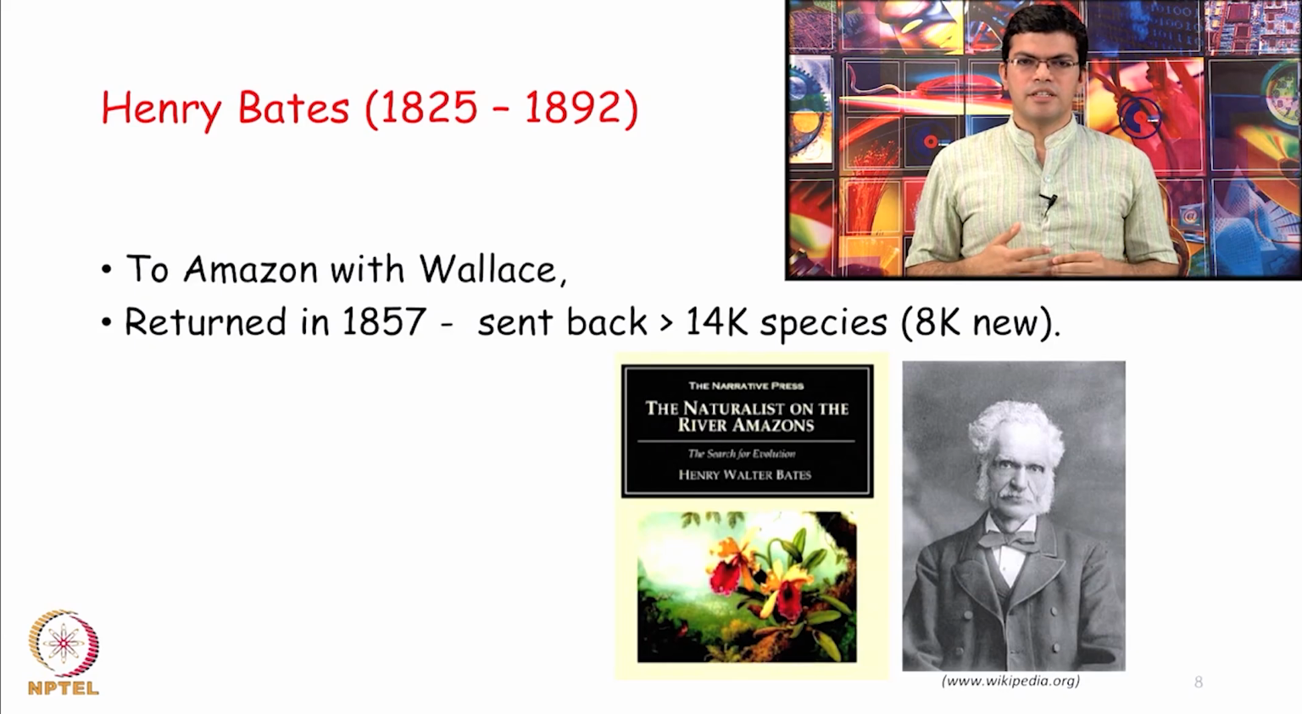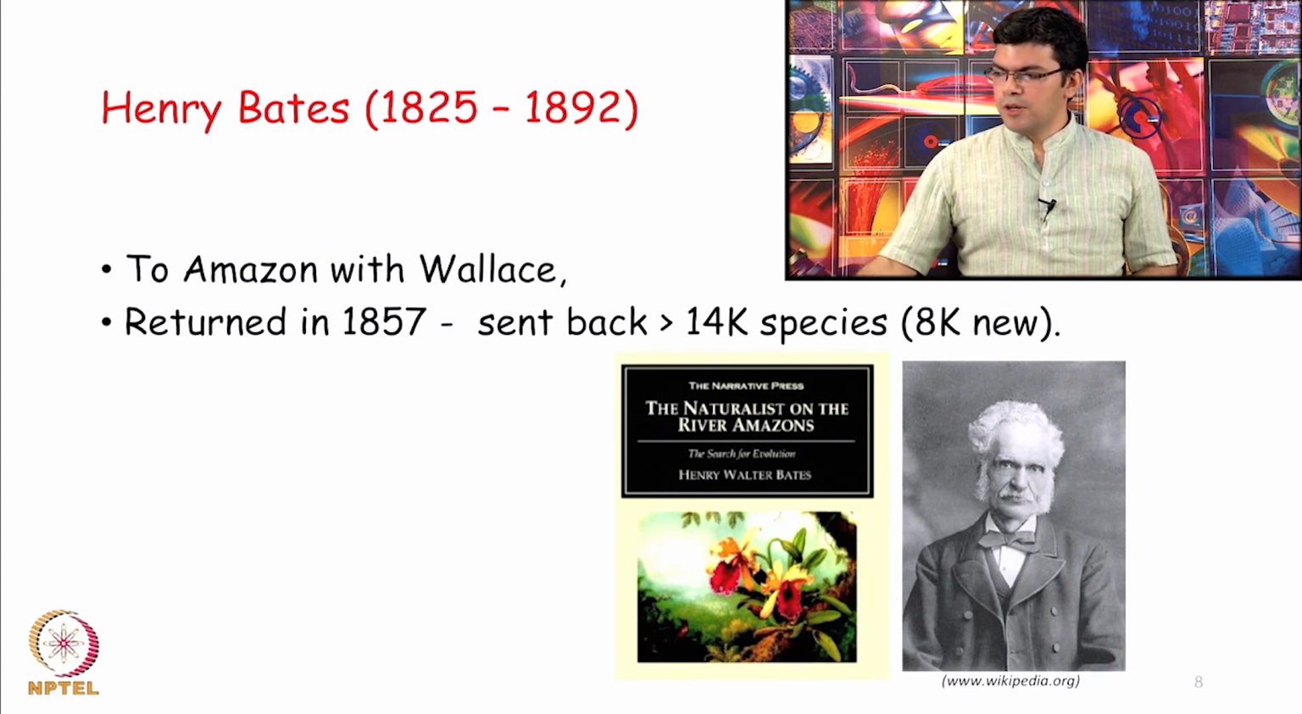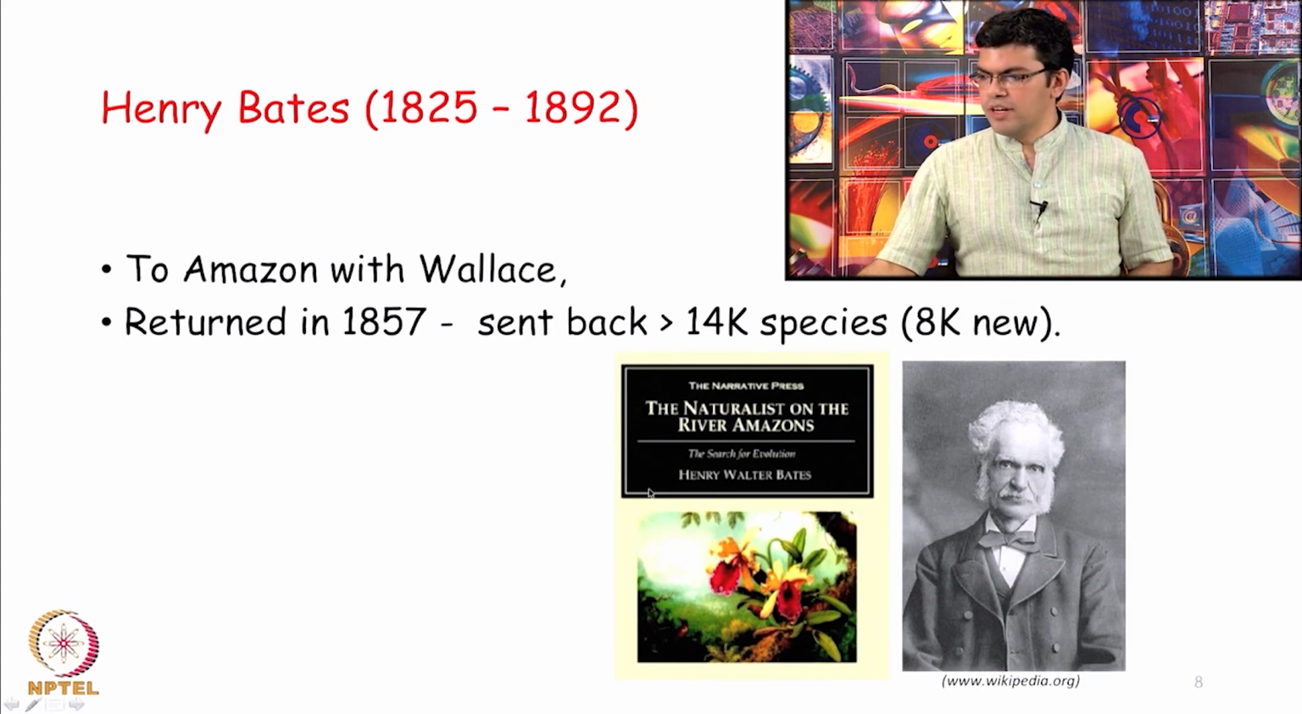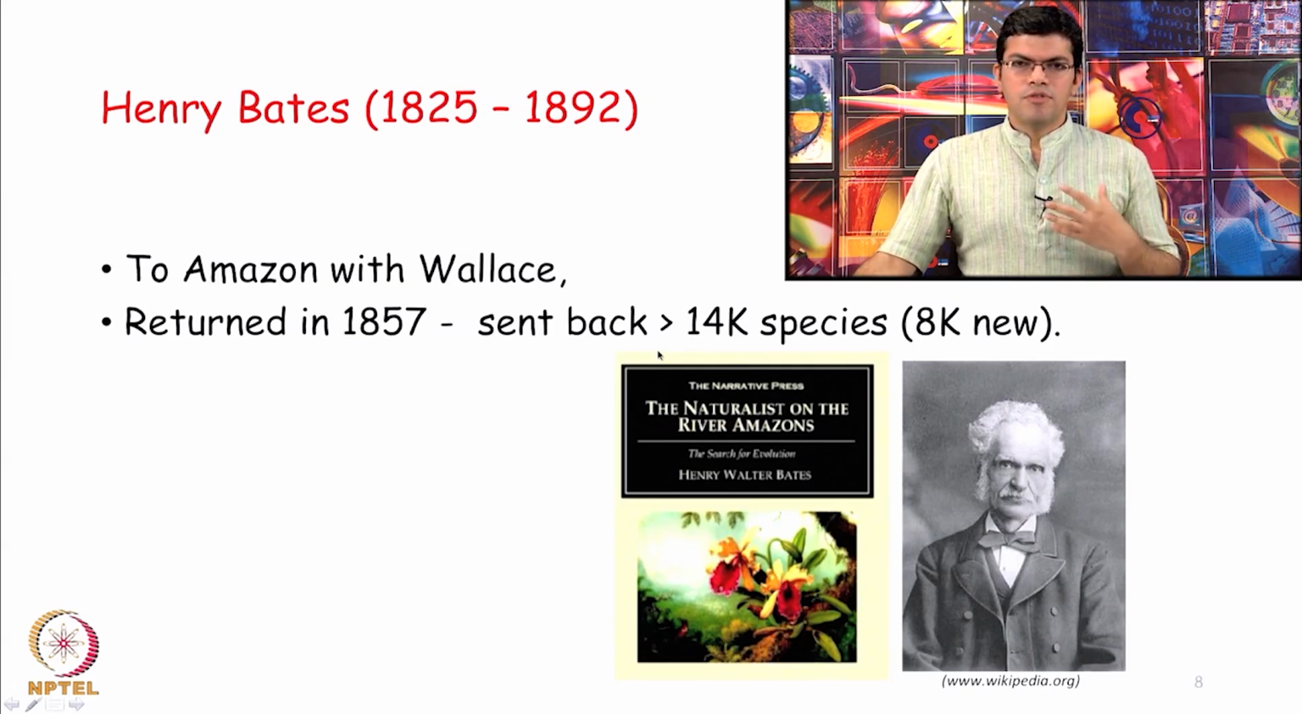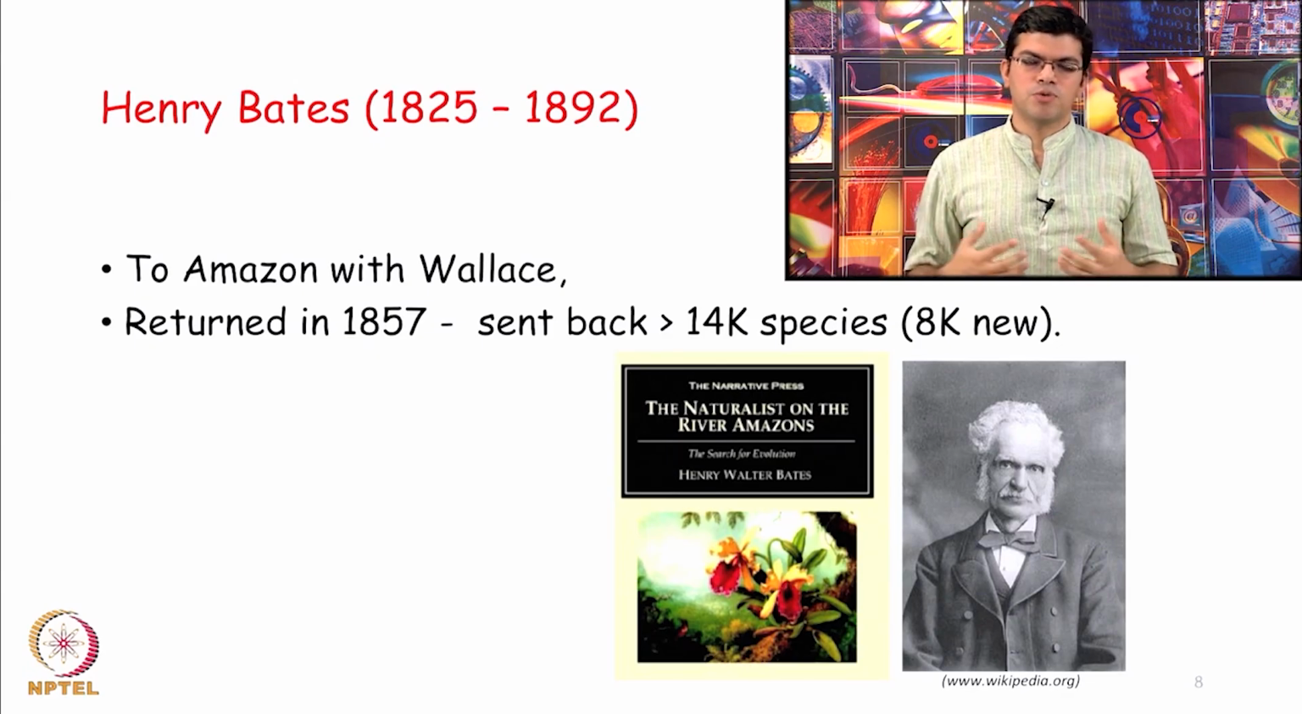Eventually, Bates returned in 1857 after having spent almost 10 years abroad in South America, and through these 10 years, he sent back more than 14,000 species. And his most popular book is called The Naturalist on the River Amazons. Of the 14,000 species that he sent, 8,000 were never known before, and he was the first one to characterize them.